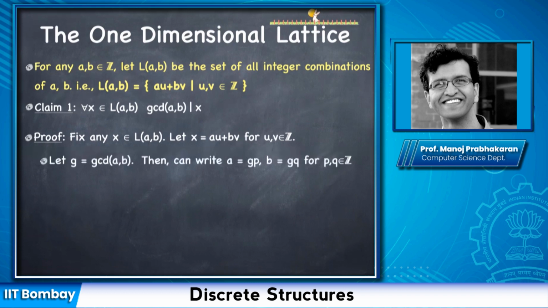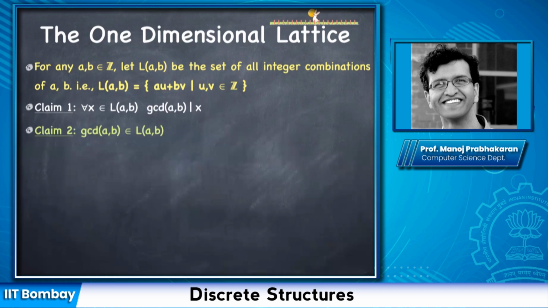GCD is a common divisor for A and B. So I can write A as some multiple of G, where G is the GCD, and B also is a multiple of G, right? So AU plus BV looks like GPU plus GQV, and I can take G out as a common factor, and X is therefore a multiple of G. Okay, so G divides X. That's all I was claiming, right? The GCD divides X. So that's an easy claim to see.